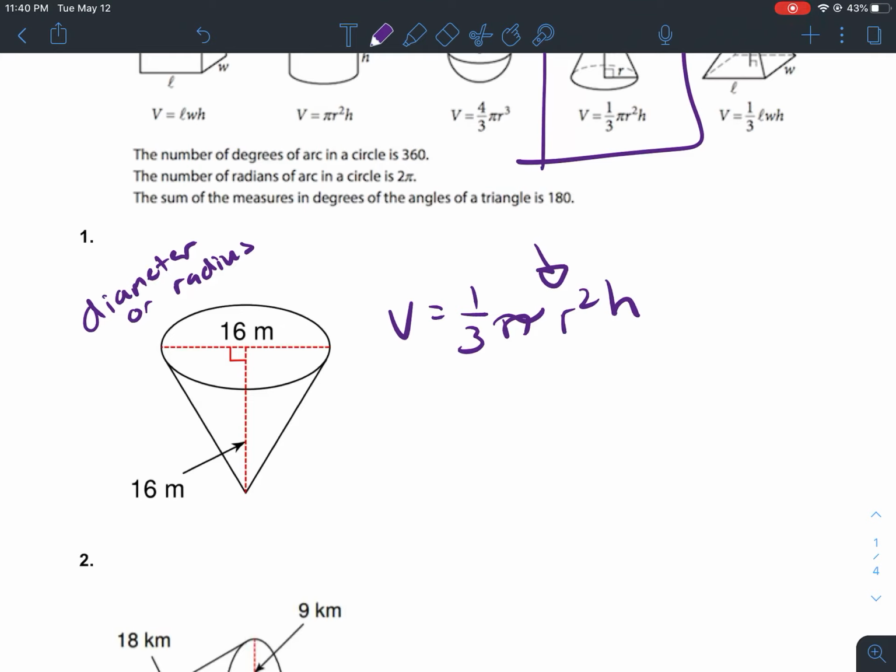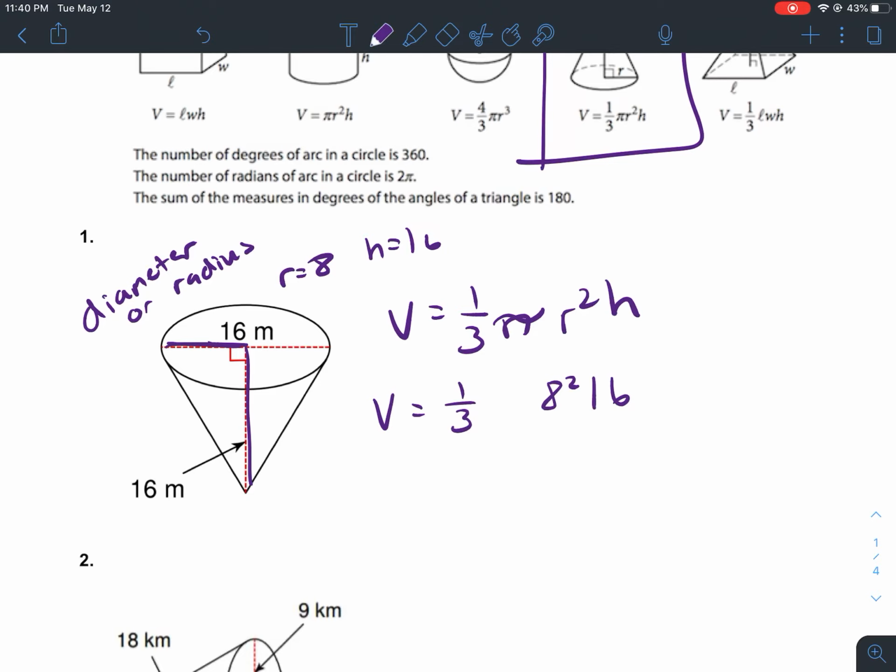You need the radius for the formula, but you need to pay attention to what they gave you in the picture. If we look here, this red line is going all the way across, which means they gave us the diameter. The diameter is 2 times the radius. So in this case, our radius, which should be half of that length, is going to be 8. Our height is 16. So all we need to do is plug that in. Our radius was 8 and our height was 16.